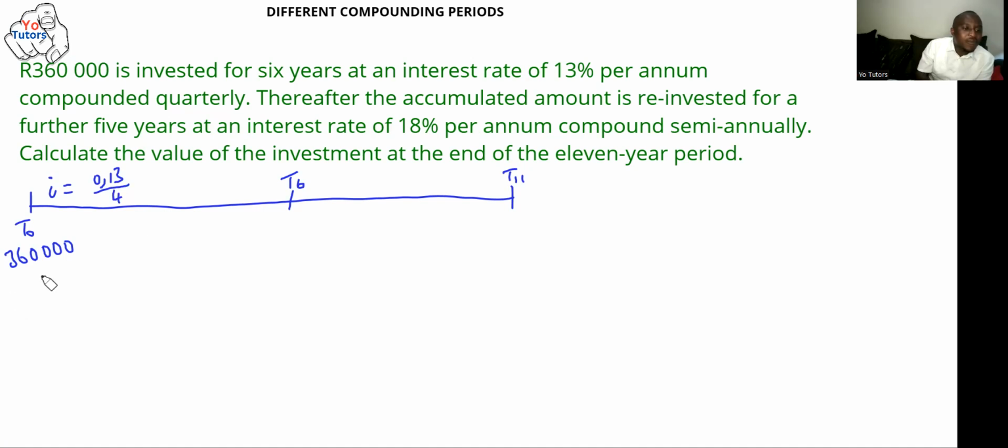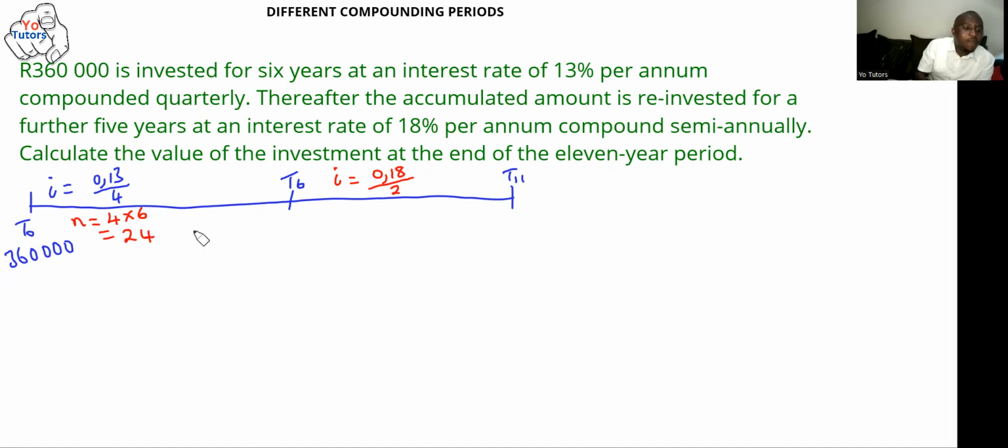Then what about the last 5 years? Our I there is equal to 0.18 over 2, since it's compounded semi-annually. Then what about our n in this case? N is going to be how many times a year? It's 4 times, so 4 times 6 years, which gives us 24. So our n is 24.